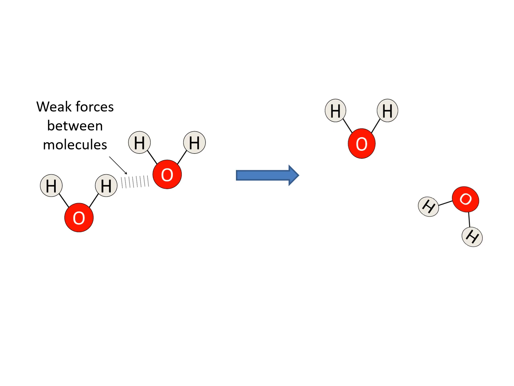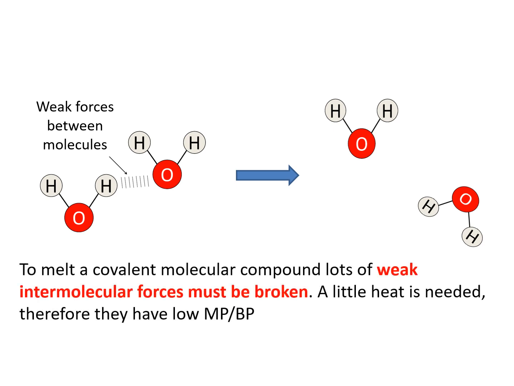I'm going to zoom in now just on two water molecules. The dashed line again represents our intermolecular force, our weak force between the molecules. The solid black line within the water molecule is a covalent bond, the covalent bond between the hydrogen and the oxygen. When we melt this, on the left hand side it represents it as a solid, on the right hand side as a liquid. When we melt this, that intermolecular force, that weak force, is broken, and it's not difficult to do. So have a read of this here, please.